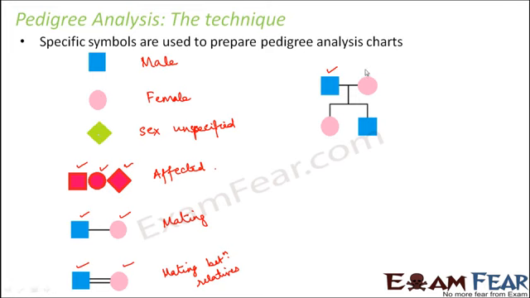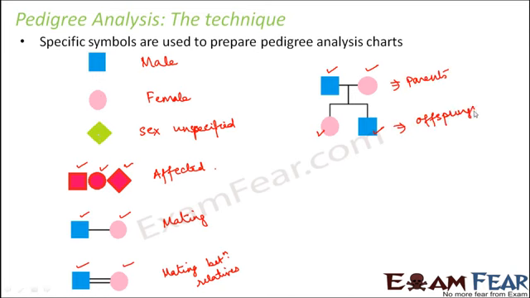So what does this indicate? This is a male, this is a female. This line shows that they are mating. Now when they mate, offsprings will be produced. So that is denoted by these lines. And what are the offsprings? These are the children. So these denote the children. So this is a girl and this is a boy. So these are the parents and these are the offsprings.